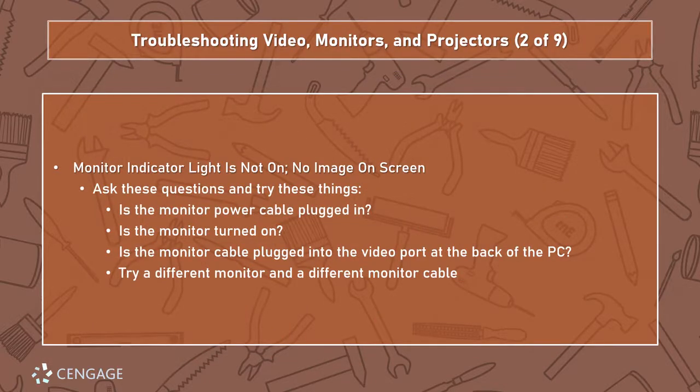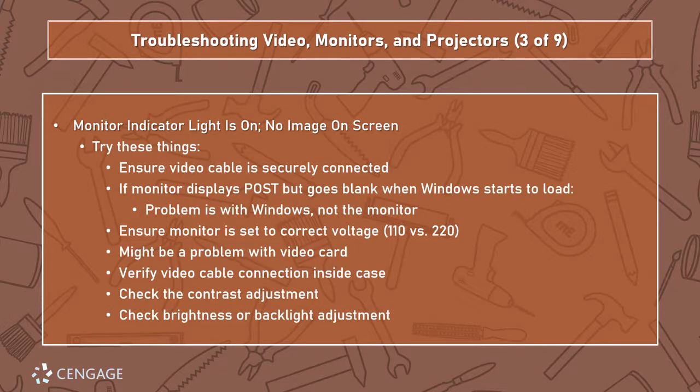If we have no screen image and no monitor light, check the most obvious thing. Is it turned on? Is it plugged in? Easily enough. Always check your cables, always make sure everything's turned on. If the light's on but we have no image, then we want to make sure the video cable is connected. Let's make sure the monitor is set to the correct voltage. That's not really something that happens in more modern systems, but if you have an older monitor, especially one of the big ones, that is something to check.